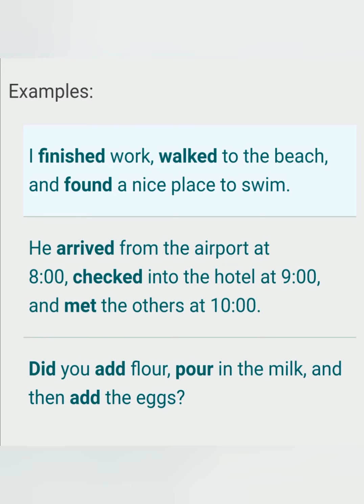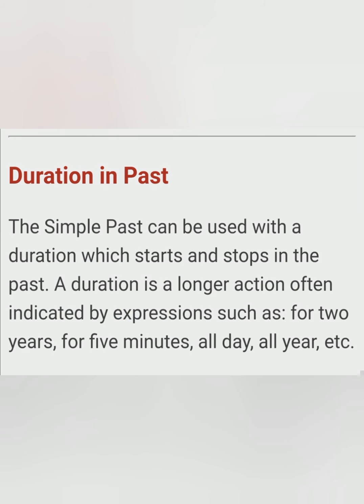Third is duration in the past. The simple past can be used with a duration which starts and stops in the past. A duration is a longer action, often indicated by expressions such as for 2 years, for 5 years, for 5 minutes, all day, all year.